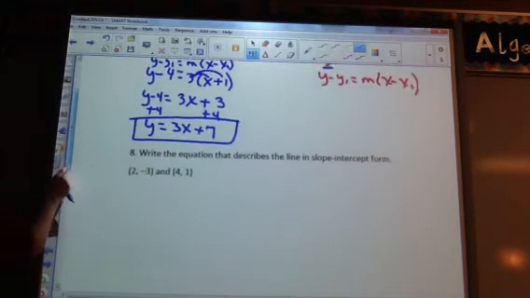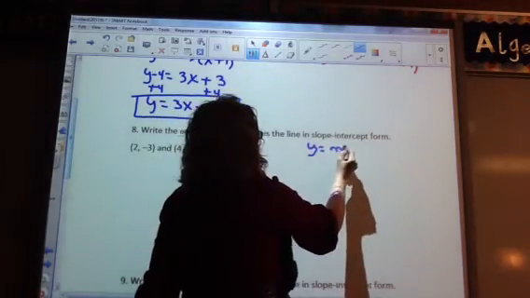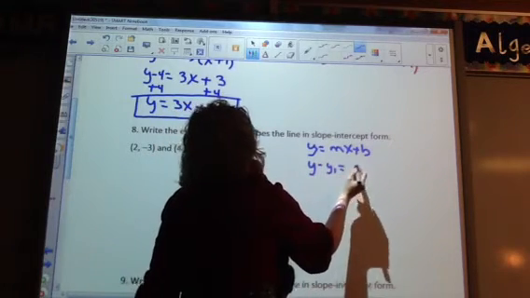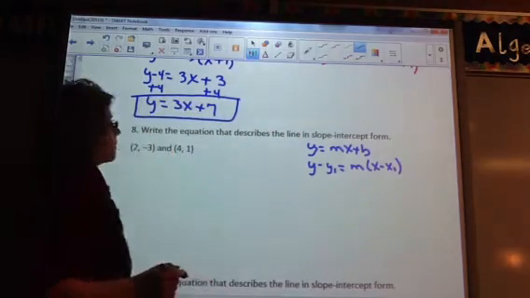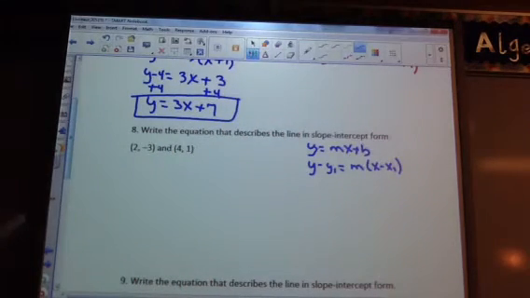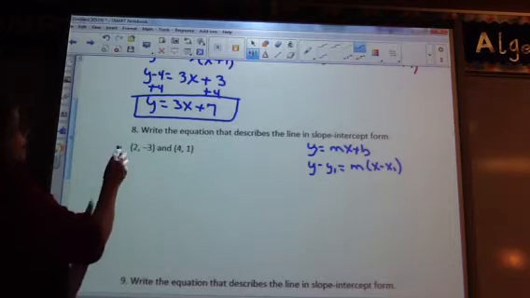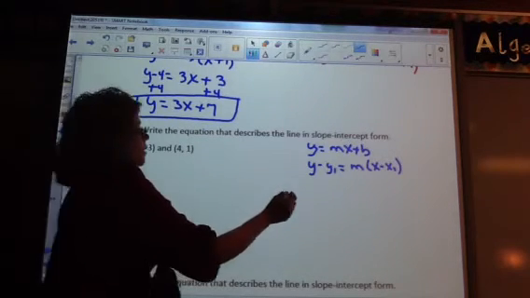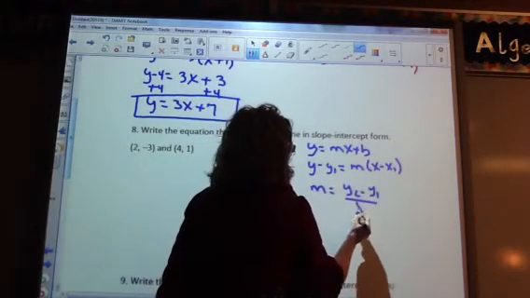Okay, on number 8, again, we want to put it into our slope intercept formula. We have also been working with the point slope formula. Well, this time we're given 2 points. In order to use this, we need slope, and we don't have slope. But how can we figure out what slope is when we have 2 points? Well, let's throw in another formula here. We're going to use our slope formula.